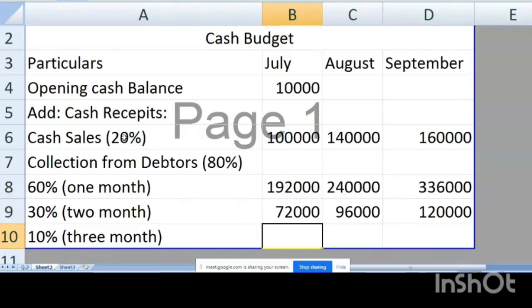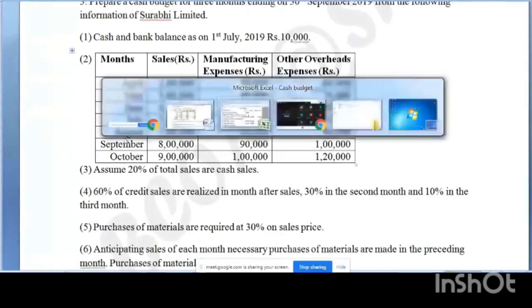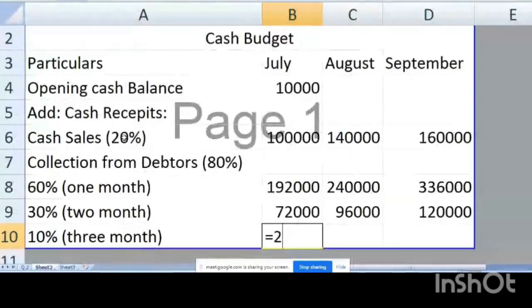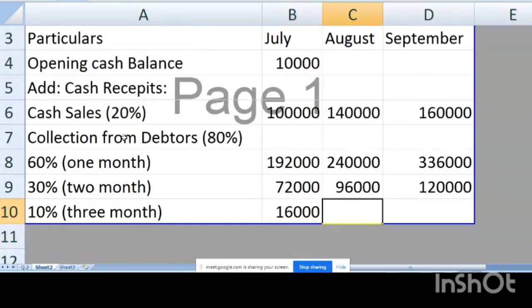Now for this 10% month, start from 3 months before. That means for July, you should start from April. The 2 lakh is given. So 2 lakh into 80% into 10%. Okay, your answer is 16,000.